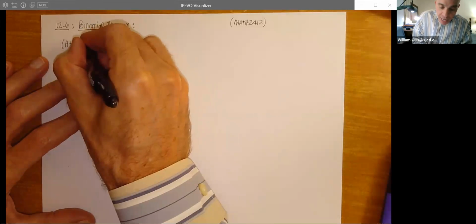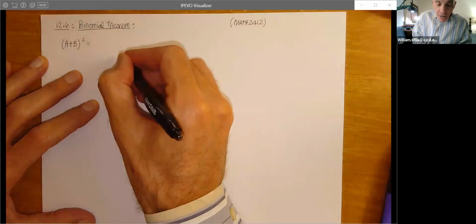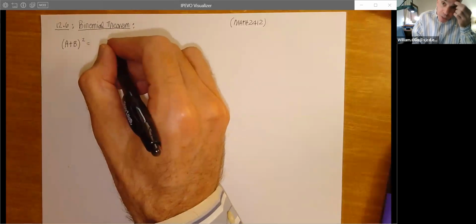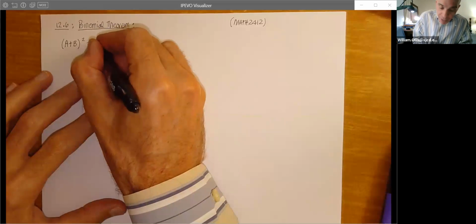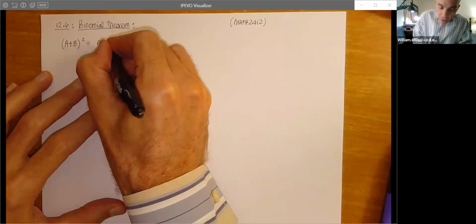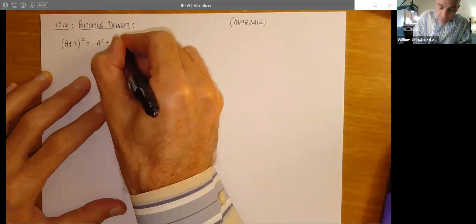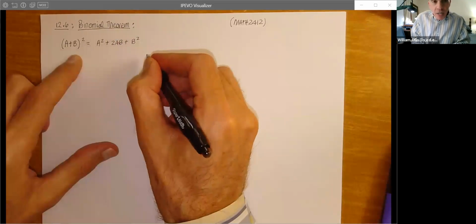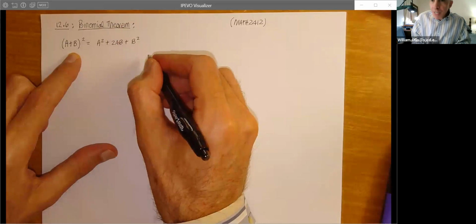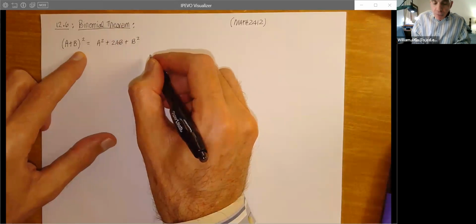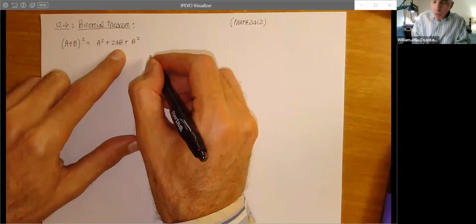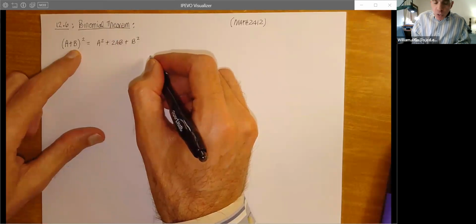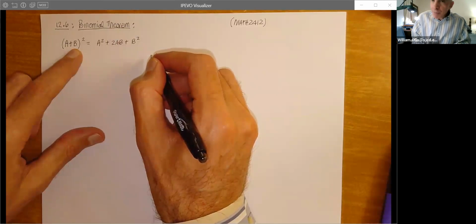But here's an example of the binomial theorem. Right here, we have a binomial A plus B, and we use this so much, it's like without thinking about it. A squared plus 2AB plus B squared. Now, of course, we can always just say A plus B times A plus B, but we do this so often that we know this formula. And it's really not an issue to multiply A plus B times A plus B.